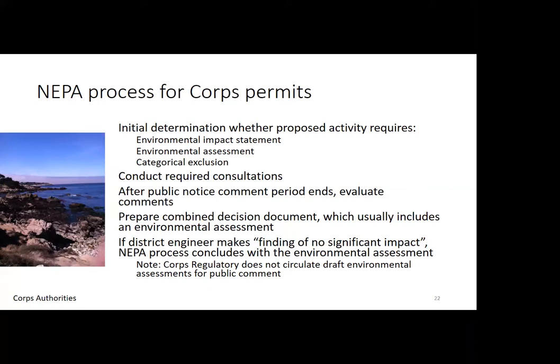And then if we make that finding of no significant impact, we would conclude the process with an environmental assessment. One way that we differ from our civil works programs is that the regulatory program does not circulate its draft environmental assessments for public comment. We generally prepare them at the end of the process, just before we're ready to make our decision. So in other words, the public and the agencies really don't get a second bite at the apple during this process. Next slide, please.